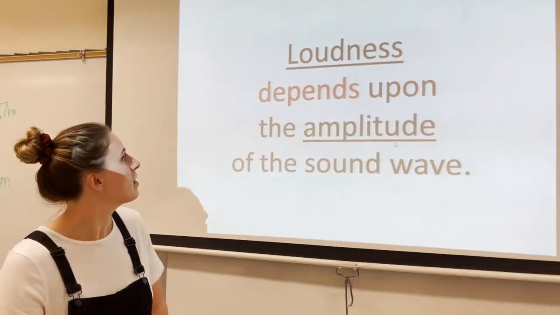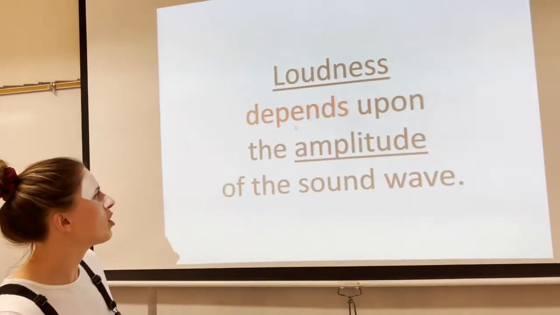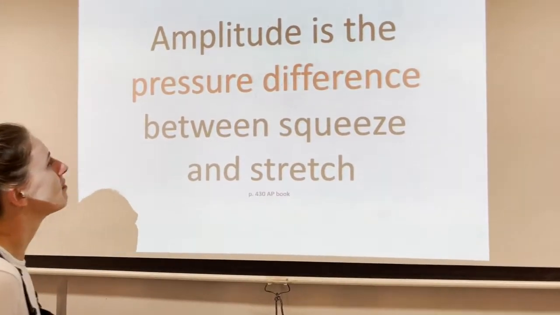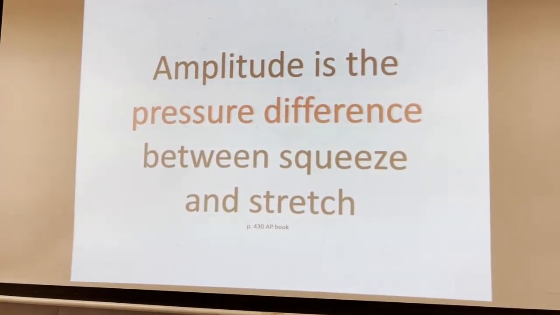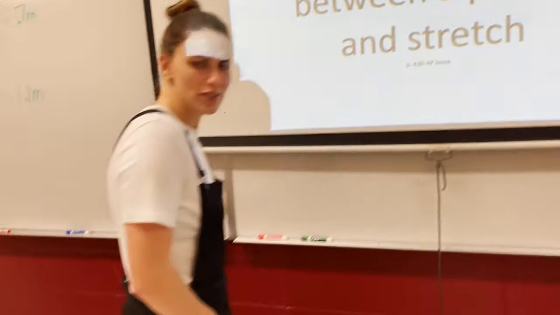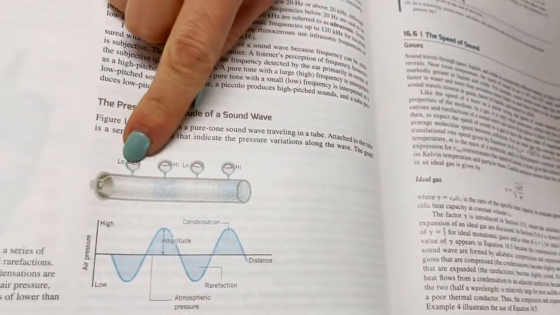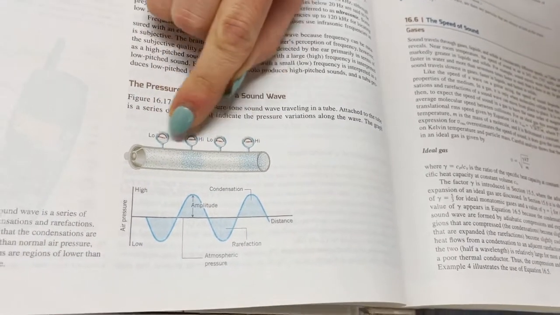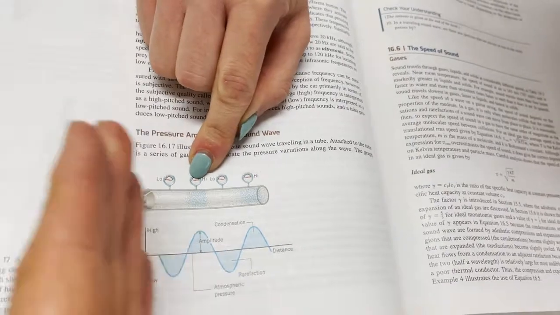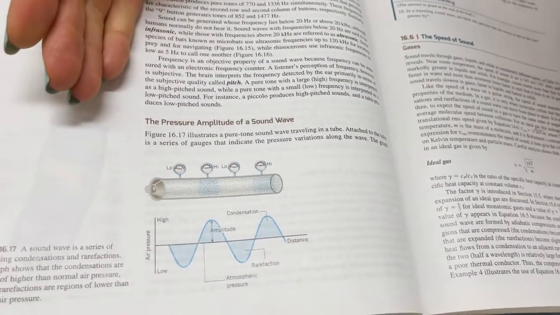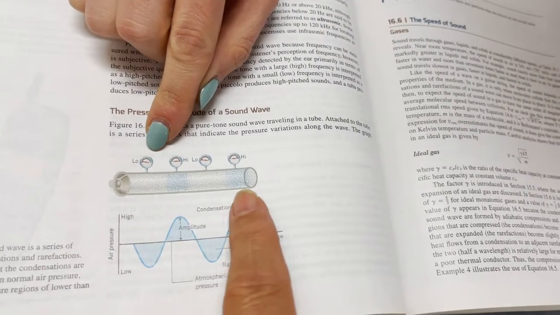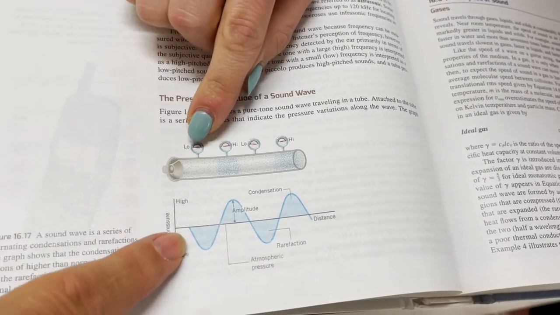So loudness depends on how much amplitude you have. Amplitude is the pressure difference between squeeze and stretch. So if we have a low pressure here and a high pressure here, that's what these pressure gauges show. You've got a speaker moving back and forth, sending sound waves through this. It's difficult to visualize a longitudinal wave, so they're showing how the pressure changes.